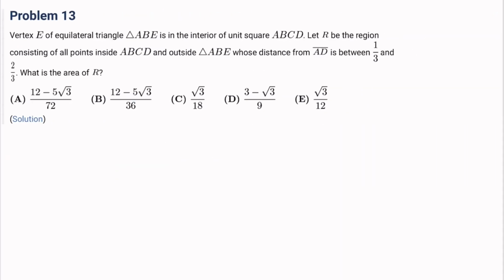Number 13. Vertex E of equilateral triangle ABE is in the interior of unit square ABCD. Let R be the region consisting of all points inside ABCD and outside ABE whose distance from AD is between 1/3 and 2/3. What is the area of R?